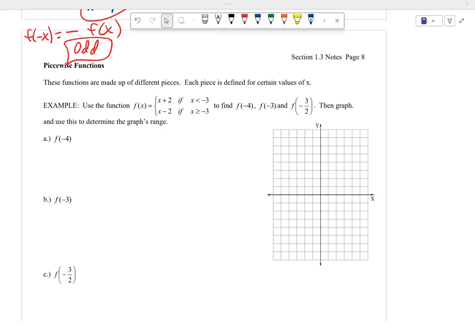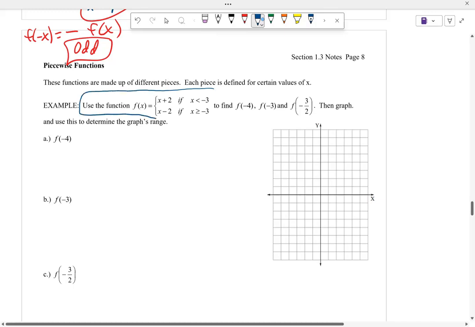All right, so let's take a look here at piecewise defined functions. Here's the function defined over here. Use this function right here to find f of negative 4. Okay, f of negative 4.